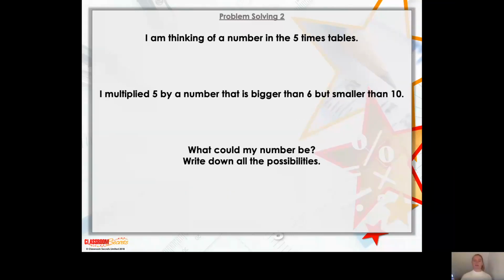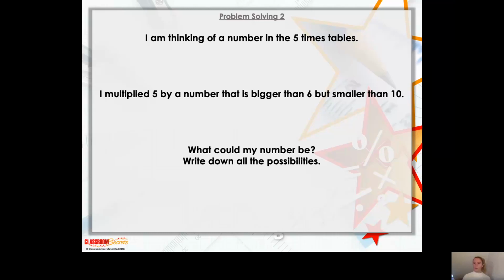Now, the second question. I'm thinking of a number in the 5 times table. I multiplied 5 by a number that is bigger than 6 but smaller than 10. Ooh, so what numbers are bigger than 6 but smaller than 10? Well, we've got 7, we've got 8, and we've got 9. Can we use 10? No, because it has to be smaller. So we've got 7 multiplied by 5, 8 multiplied by 5, or 9 multiplied by 5.